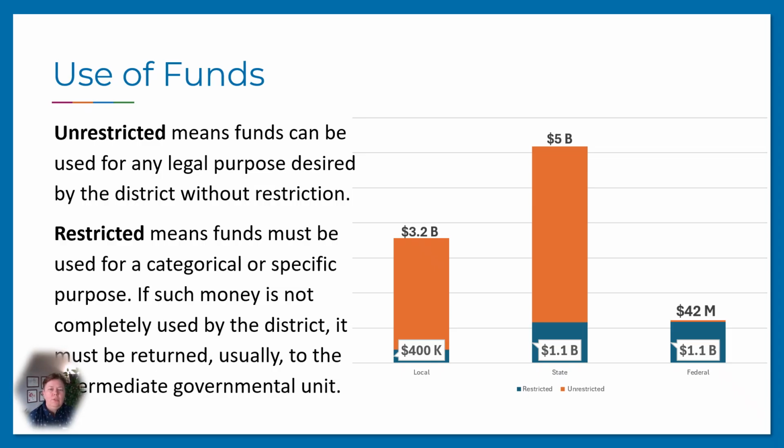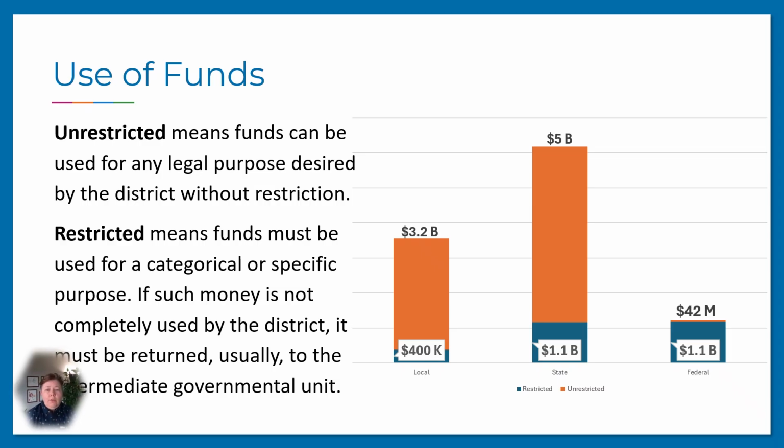So this slide here is showing us a way that funds can be classified for school districts, and that is as either unrestricted or restricted funds. As the name gives away, unrestricted funds can be used for any legal purpose. And restricted funds have to be used for a specific category or a specific purpose. A lot of times there's reporting that goes along with that as well. So for restricted funds, you have to be a lot more careful and you have a little bit of extra work that goes into spending those funds.